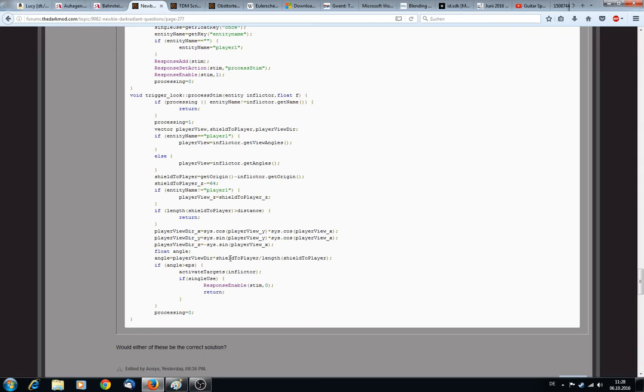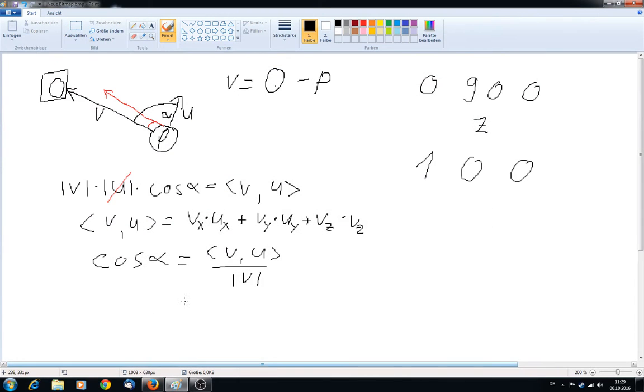Shield stands for any object. This is the object the player should look at. And shield to player is the vector pointing from the player towards the object. And we divide this by the length of shield to player, which means the length of our vector view, so the distance between the player and the object you should look at. This way we get the cosine of alpha, and this is actually all we need.